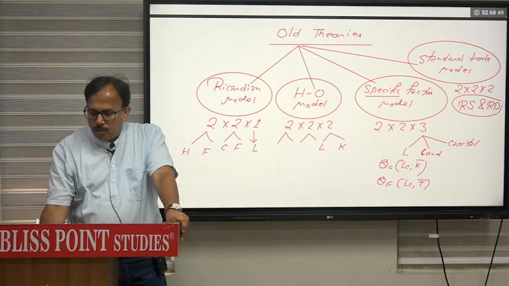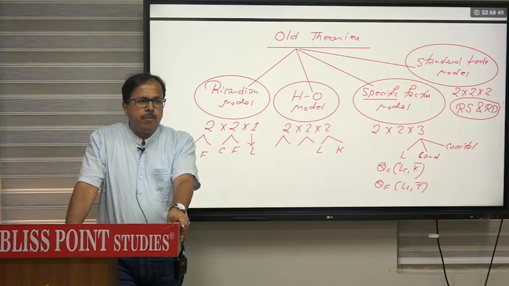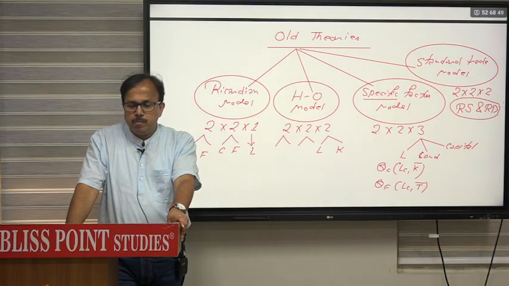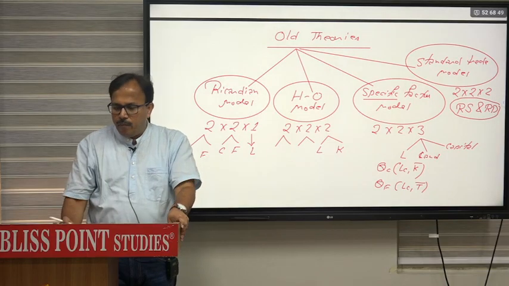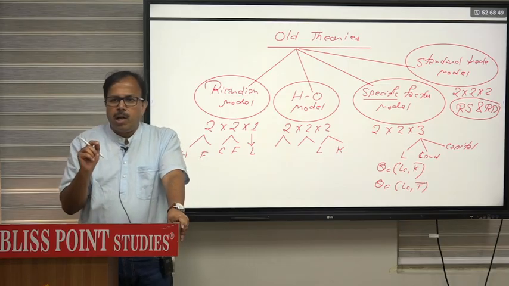Just write down this part. Standard trade model will be explained by using the concept of relative supply and relative demand. So what is relative here? What is relative demand? Generally when you draw the demand curve you write price and quantity on the axis, but I am saying relative demand.